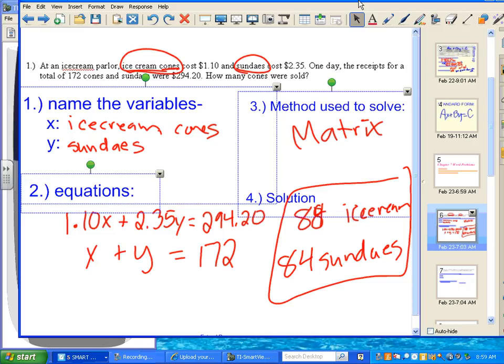So yes, you should still write it as an ordered pair, but I also want you to explain, well, what does that mean? What does X mean? What does Y mean?